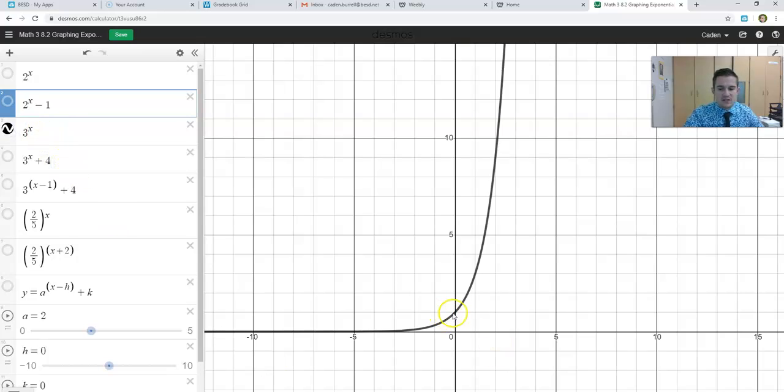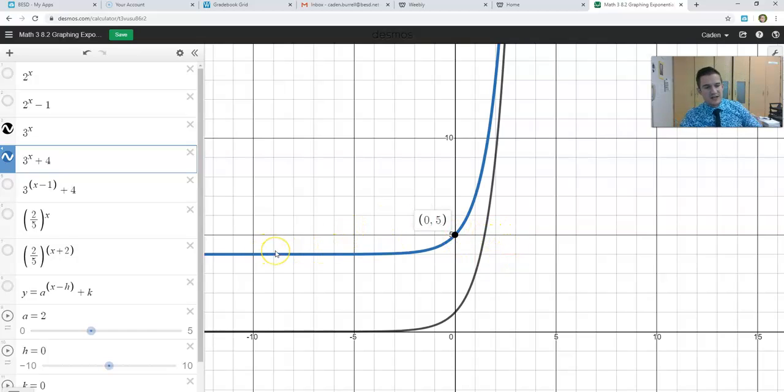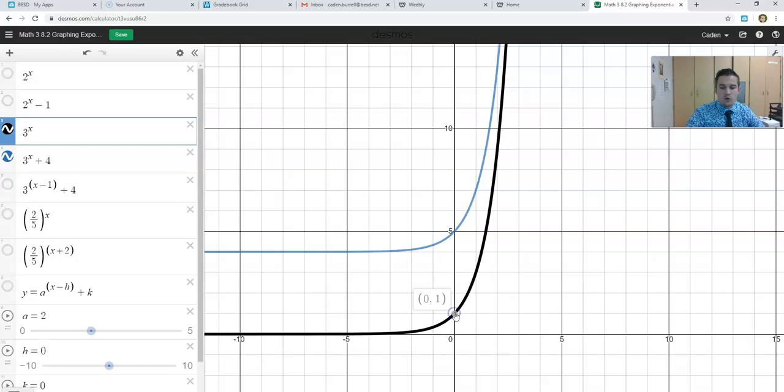Here's y equals 3 to the x. Again, it crosses the y-axis at 0, 1, and has a horizontal asymptote at y equals 0. How do we think 3 to the x plus 4 is going to affect this graph? It's going to make it go up 4 units. Now the horizontal asymptote is at y equals 4, and it crosses at the point 0, 5, 4 units up from 0, 1 that we were just at. And now the range is anything greater than 4.